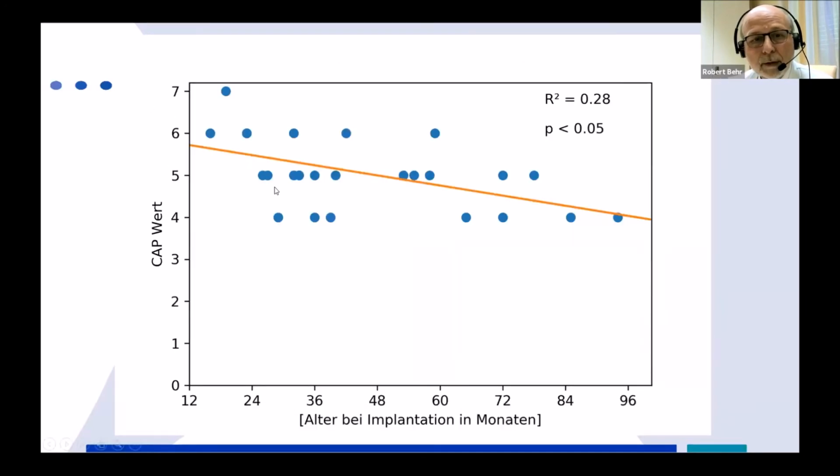And this is a regression analysis. What you can see here is the age at implantation in months, and this is the CAP score. And you reach the highest CAP scores when the patients are younger at the time of implantation. This is also significant.